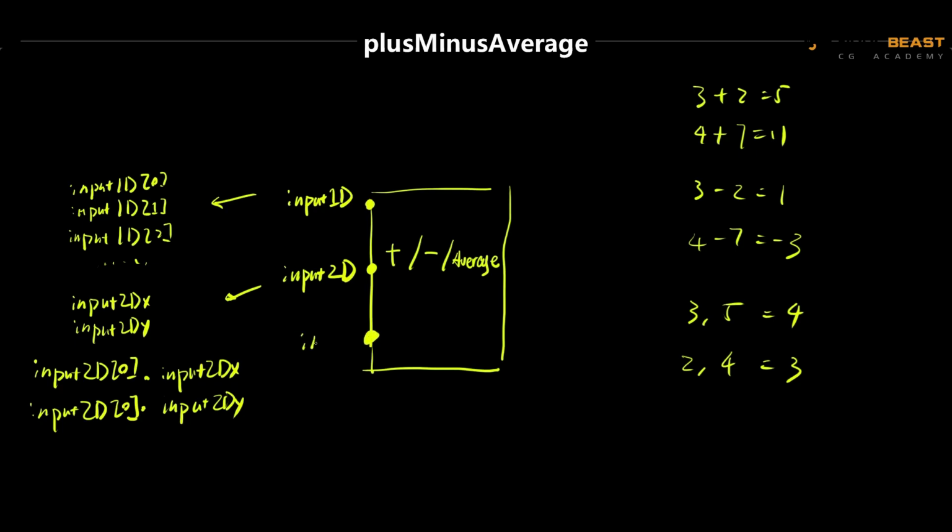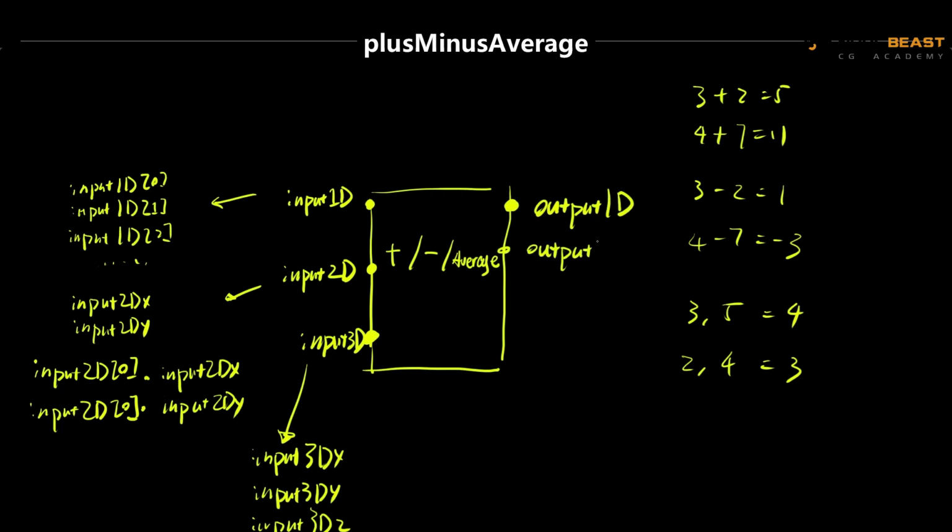And then there's input 3D. Input 3D is identical to the vector type we talked about. It has three attributes, x, y, and z. Input 3dx, input 3dy, and input 3dz. Similarly, it can also support infinite input attributes. Finally, depending on the input attribute type, it also has different output attributes. Here it has output 1D, output 2D, and output 3D. Three different output attribute types.